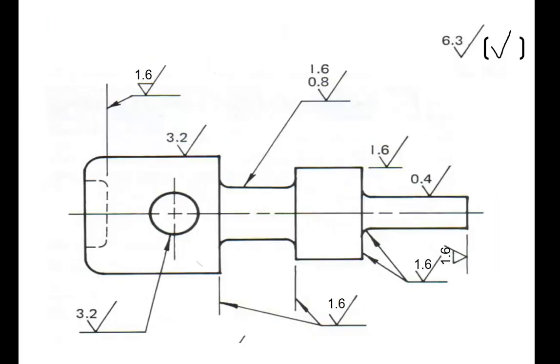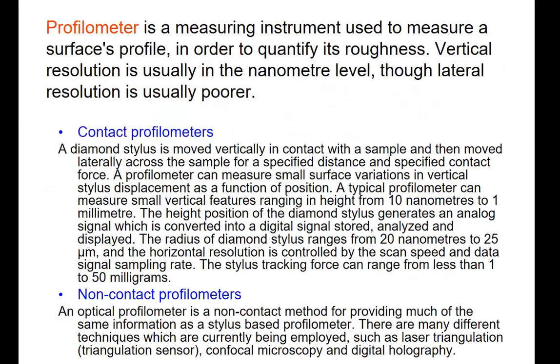This indication says that except the individually indicated surfaces, for the other surfaces, the roughness size is 6.3 micrometer. Today we have inspection instruments, measurement instruments for measuring the arithmetical roughness size, the roughness value. In general, we say a profilometer is a measuring instrument. It is used to measure surface profile, surface texture, mainly roughness value.